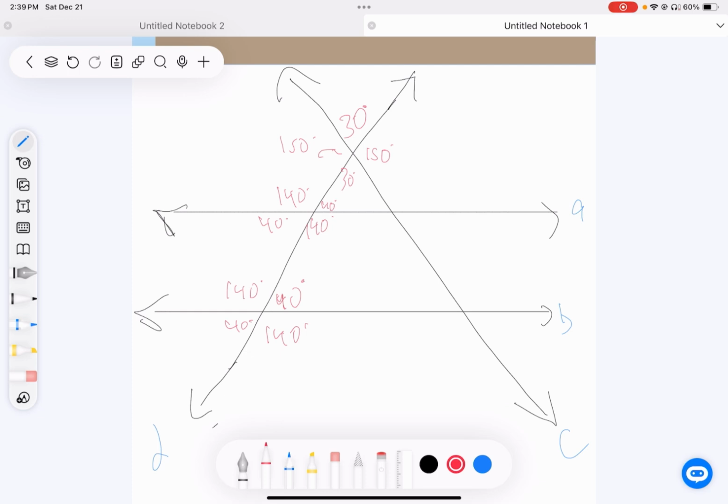Now, in order to find the angle right here, we can use some algebra. So we know that the angles inside of a triangle must all equal 180 degrees, meaning that 40 plus 30 plus this angle equals 180 degrees. Now, if we do some math, we could see that 180 minus 30 plus 40 equals 110, right? So we could say that this angle right here must equal 110, simply due to the fact that the angles inside of a triangle equal 180.